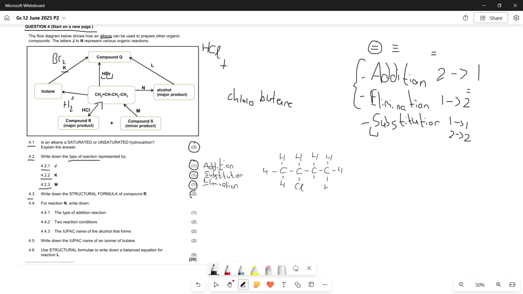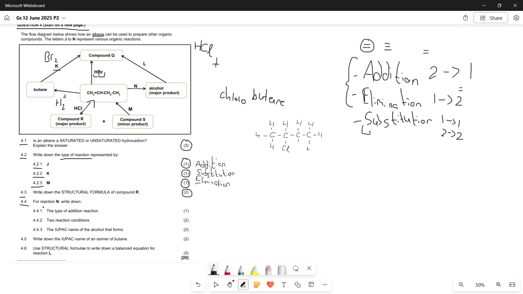And we just earned 2 marks over there. And then 4.4 says, for reaction N over here, write down 4.4.1, the type of addition reaction. Okay, so they want the specific type of addition reaction, meaning we cannot just use one of these guys. It is an addition, we just have to know what type of addition reaction it is. Okay, so we have an alkene, we have something plus something else goes to our alcohol over there.